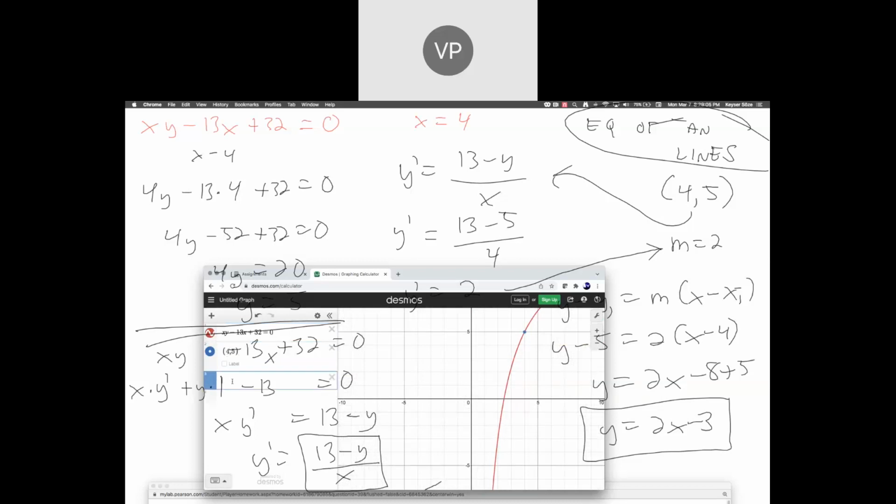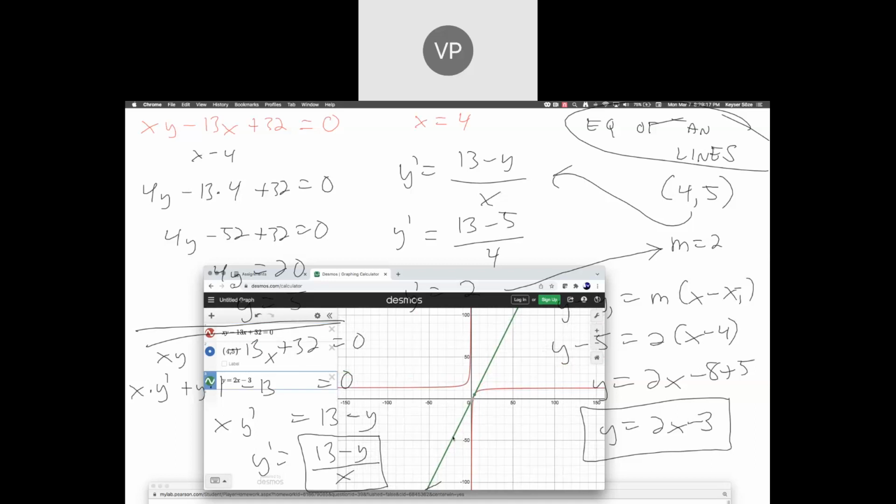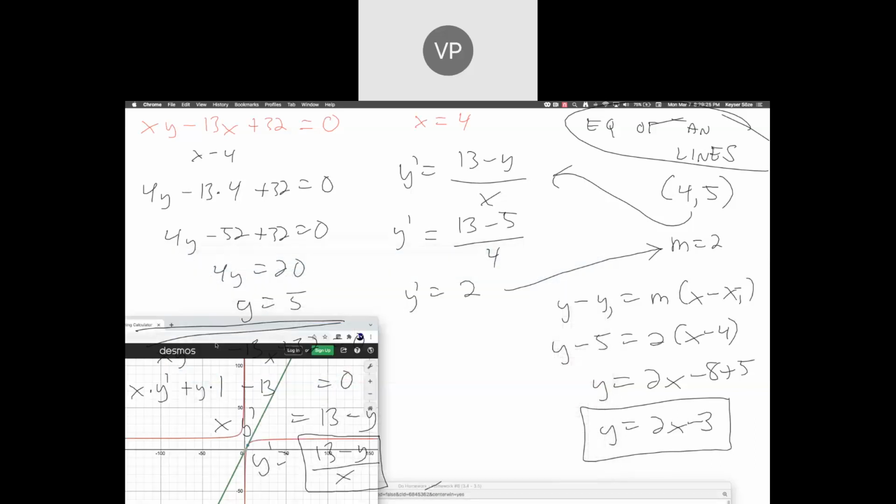Now, the equation that we found, y equals 2x minus 3, see where it is? See how it's tangent to this? It's hitting right there at that point. Just kind of confirming that that is in fact the tangent line. That's what we just found the equation of, this green line right here. So just by plugging into here, that looks good to me.